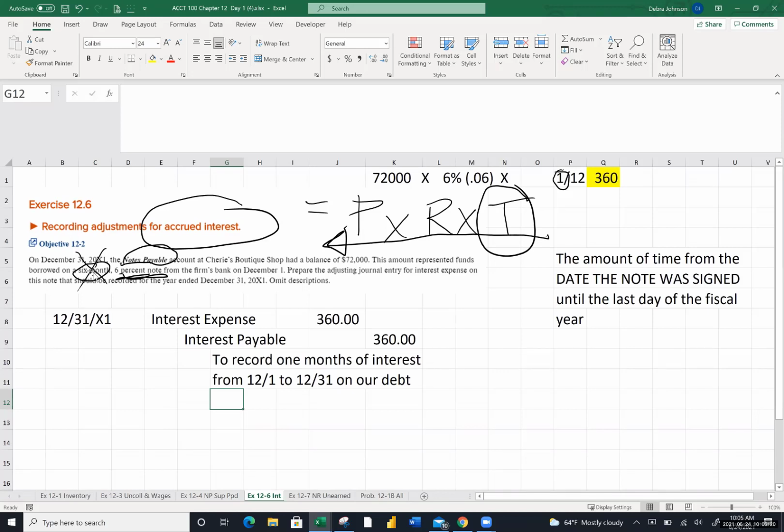If I would have signed that note on October 1st, how many months would have passed? I'm not afraid to get my fingers out. I hope I don't have to put my feet up here. October, November, December. If we sign that on October 1st, October's gone, November's gone, December's gone, we would be multiplying that by 3/12.